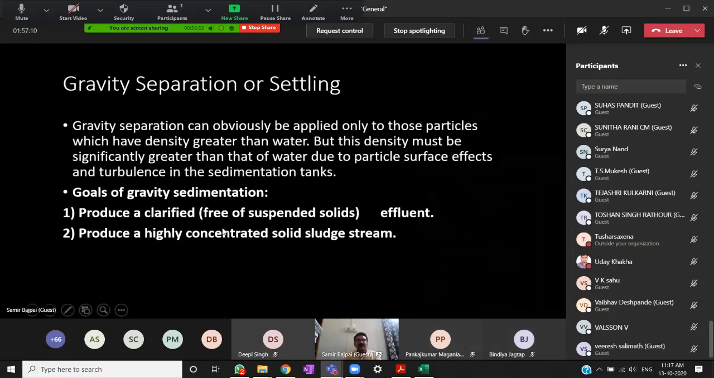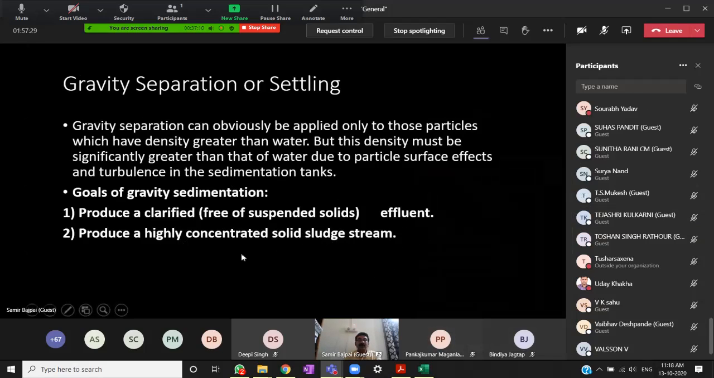So gravity separation, the purpose is twofold. First, you want to have a clarified effluent coming out of the settling tank. Secondly, your settling should also give you highly concentrated solid sludge, which are the solids settled at the bottom, known as sludge. The higher the concentration of this sludge, the better, and the more convenient will be its management.